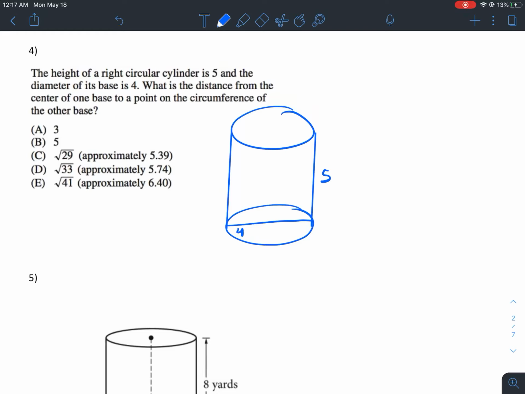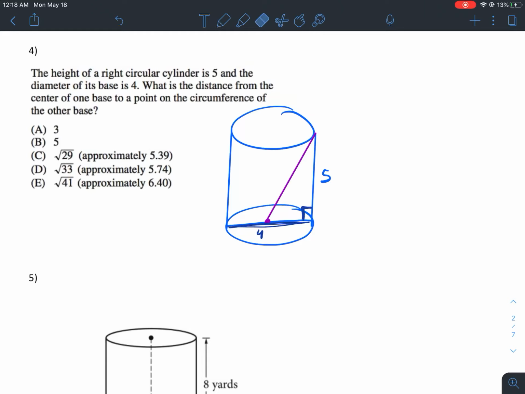And then they ask, what is the distance from the center of one base to a point on the circumference of the other base? So I'm going to go ahead in a different color and draw that in. So for the center of this base, if we draw that from here to here, that's going to be from the center of one base to the circumference of the other. Now, one thing I want to point out, they told us that our diameter is 4, right? We know that this entire thing here is 4. Well, if we look, we just made a right triangle.